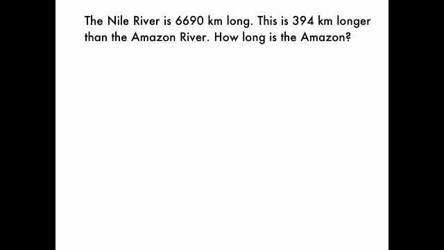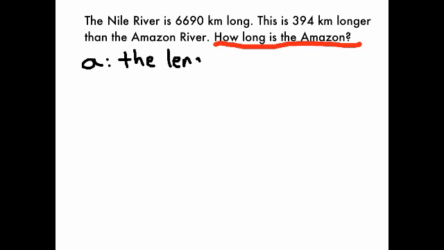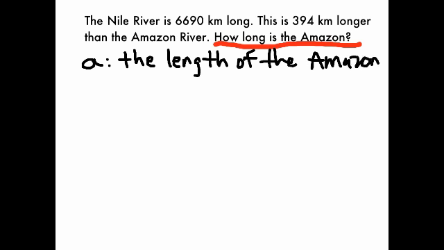The basic pattern stays the same as in the first level. The first thing we're going to do is determine what it is we're trying to find. In this case, we want to know how long is the Amazon River. So we will use that to define our variable. A equals the length of the Amazon. Notice that we're being really specific here. We're saying the length of the Amazon, not just A is the Amazon, but what about the Amazon? So in this case, it's about the length.